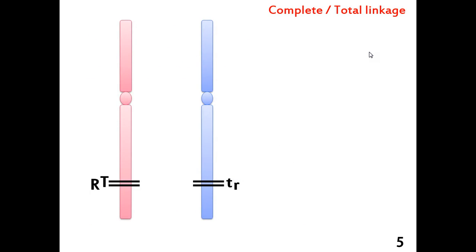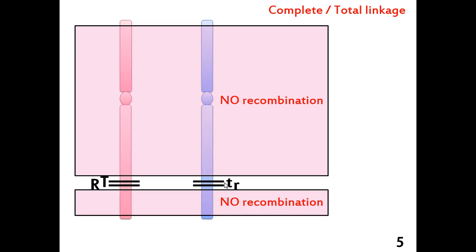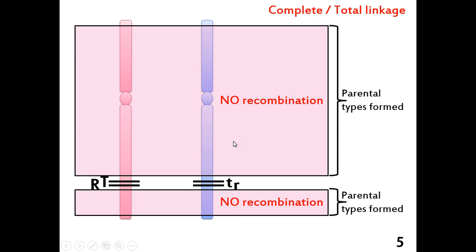Let's look at this example again. Right now, in the example of complete total linkage, I've shifted the 2 genes to be close together to each other. In fact, so close such that there is no possibility of crossing over event occurring. Because of this, you will only expect to see parental combinations observed in the gametes formed.